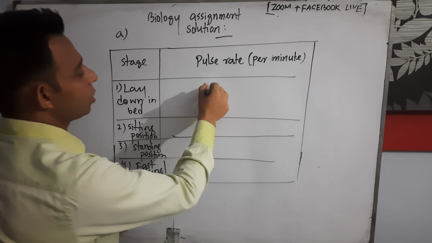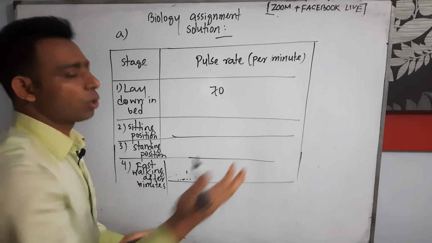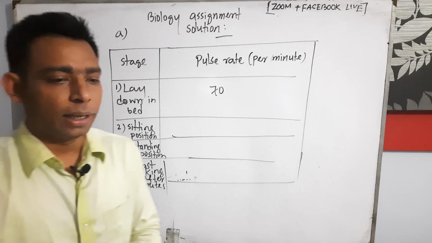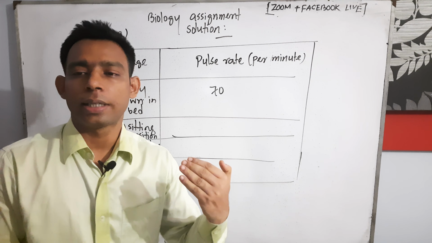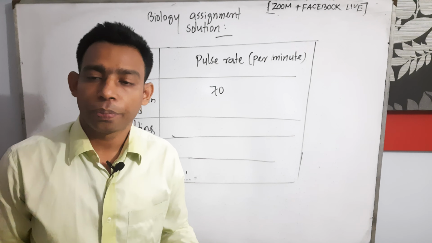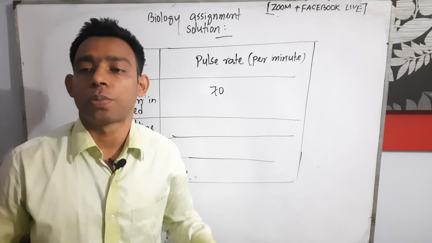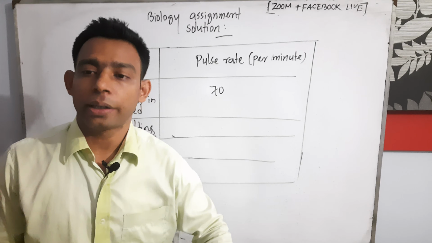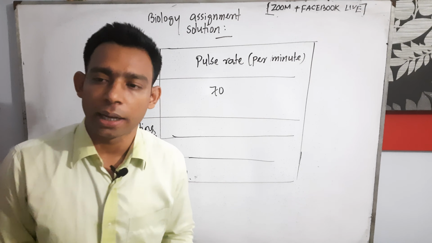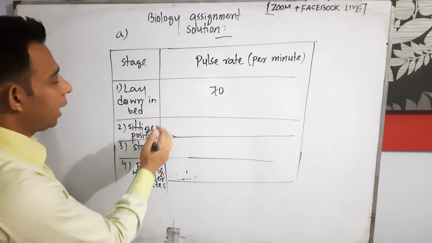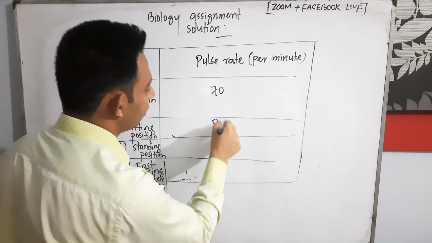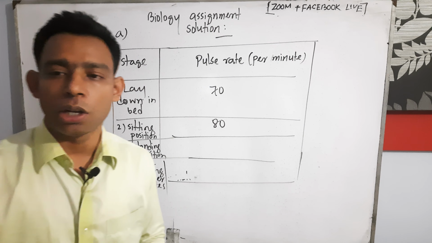At that time, suppose you got 70 or 60 or any measurement. Then tell him, okay father, now you can sit. In the sitting position there is some body movement, and some better blood circulation than lying down in bed. So at this time you will get another pulse rate. Suppose I take it as 80. It is my own choice, and in your assignment it is given.